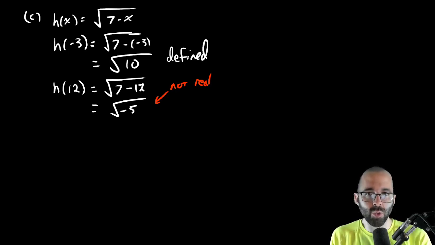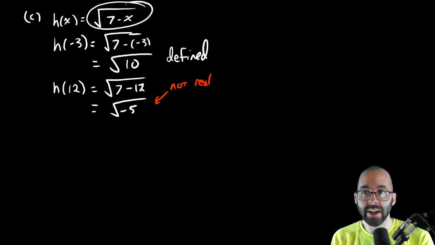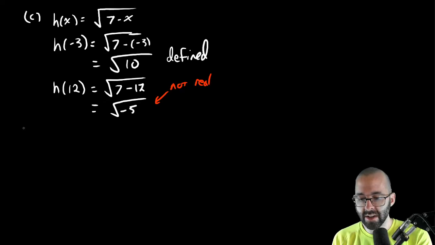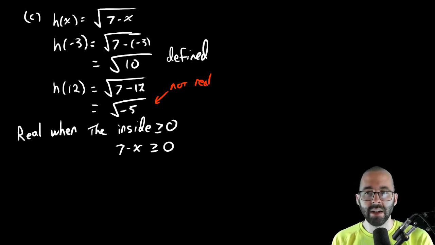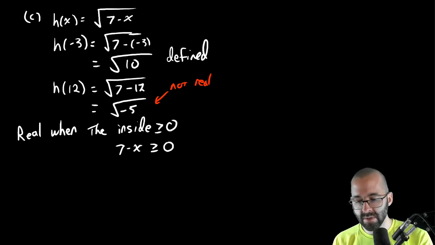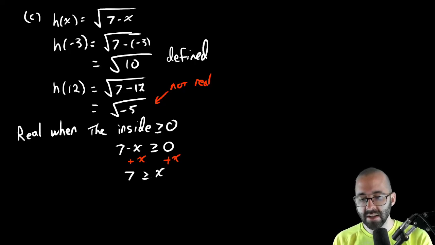So when are we going to have something real here? It's going to be real when we're taking the square root of something that's not negative, right? A negative inside the square root makes it imaginary. So it's going to be real when the inside is not negative, when it's at least 0. What's the inside? The inside is 7 minus x. Now you have to solve this inequality, okay? We can add x to both sides. Left-hand side just becomes 7. The right-hand side, 0 plus x, is just x.